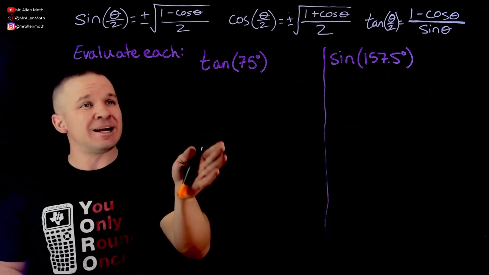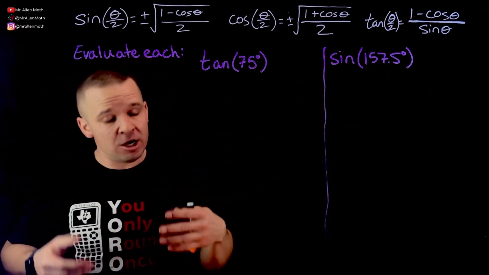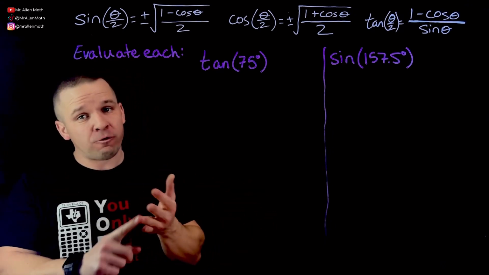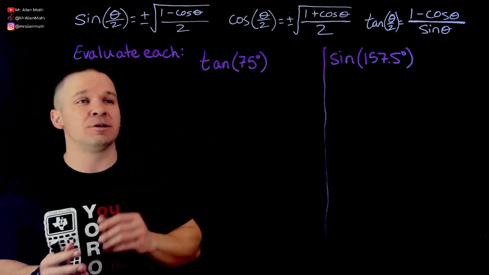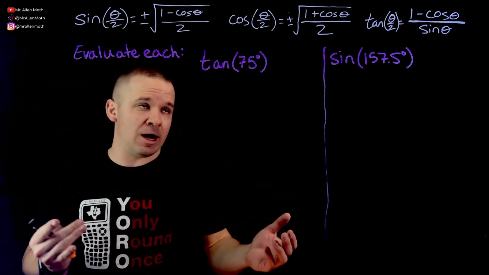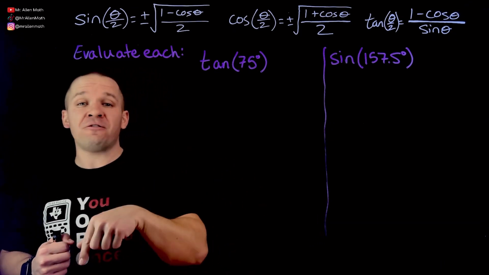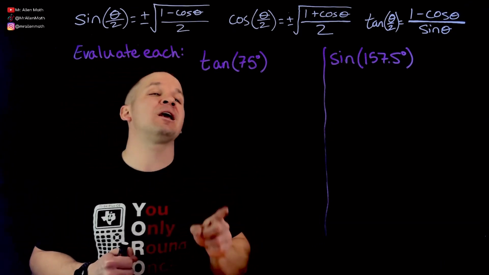Mr. Allen here with some evaluation of trig functions using our half angle formulas you see up there. For the first one, we got tangent of 75 degrees. And you may notice 75 is not a nice trig number, right? It's not a 30, 45, or 60 degree reference somewhere on that unit circle, so we got to get creative. Well, 75 is half of 150, and 150 has a 30 degree reference, which we can math up.